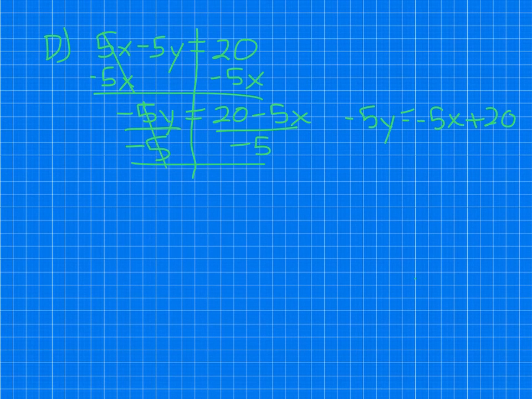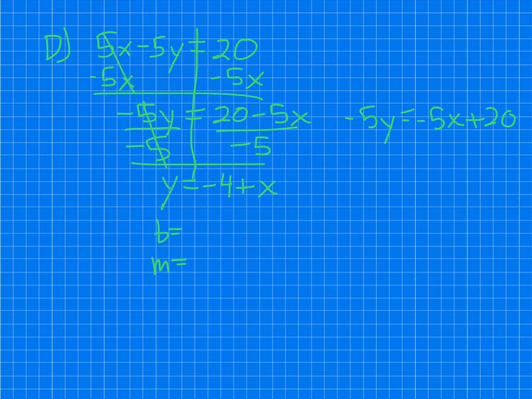So that'll give me 1y equals -4. 20 divided by -5 is -4. And -5 divided by -5 is 1. So it'll be plus 1x. But remember, we don't really write the 1. So here we have our equation. We have isolated y, and we can identify our slope and our y-intercept.